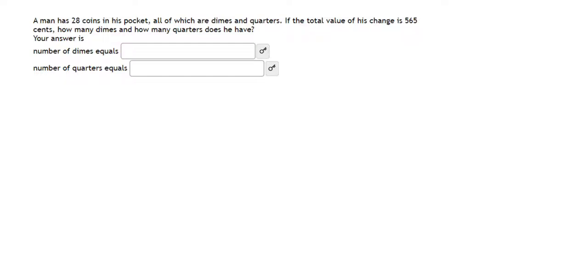A man has 28 coins in his pocket, all of which are dimes and quarters. If the total value of his change is 565 cents, how many dimes and how many quarters does he have? So for this one, we need to set up two equations, right? So we've got to set up our system of equations.